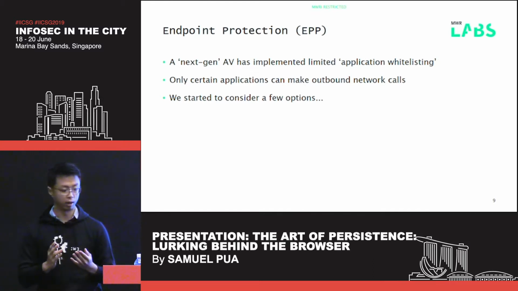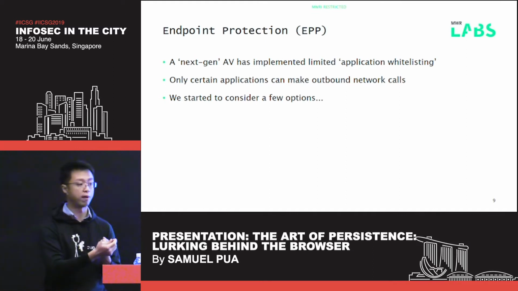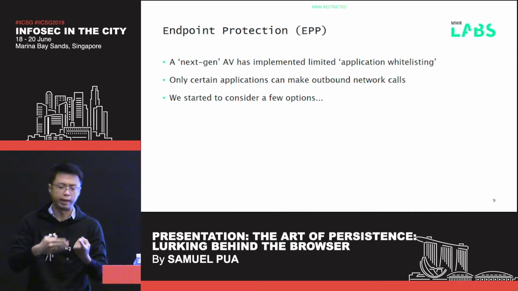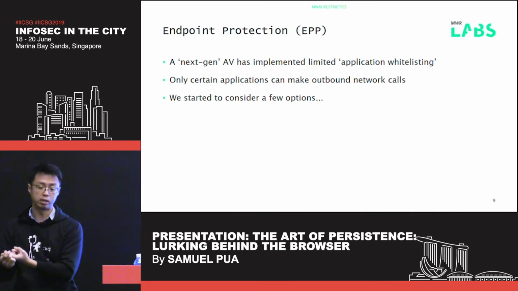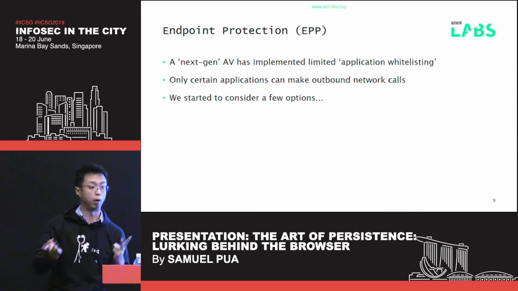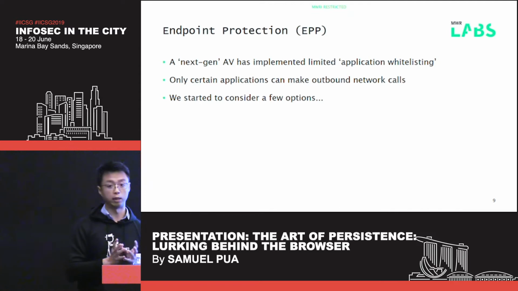So now we know there are 2 goals. First, we need to make sure that whatever stored payload we put in there works, either by getting it whitelisted or leveraging a whitelisted application. And 2, to make sure that it's able to make outbound network calls. So with these goals in mind, we started to consider a few options to make sure that these 2 goals are met.